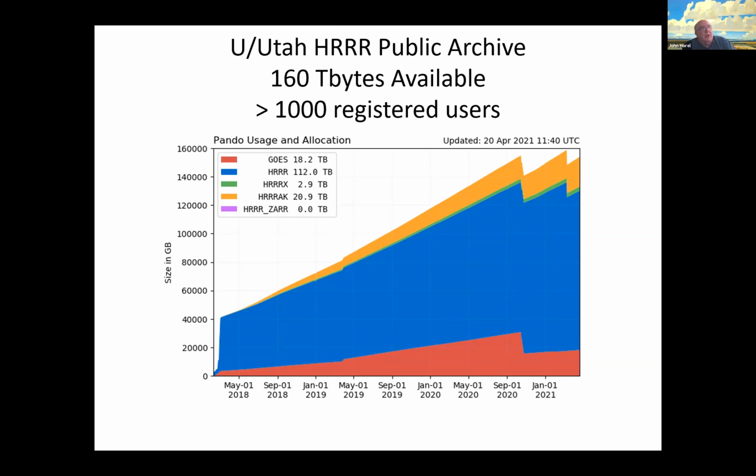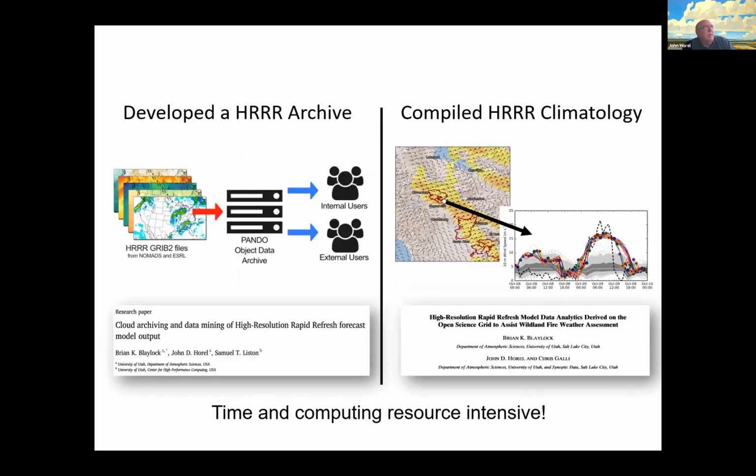But over time, we accumulated over 1,000 registered users and a lot more people that were coming in and accessing this because it was the only publicly accessible archive for the HRRR data. And so Brian did a number of things, working with our Center for High Performance Computing, on how to go through those steps of using an S3 architecture for archiving the data.